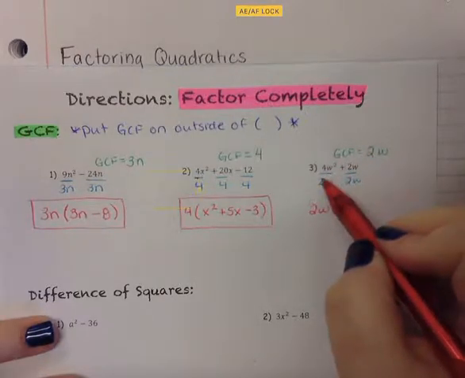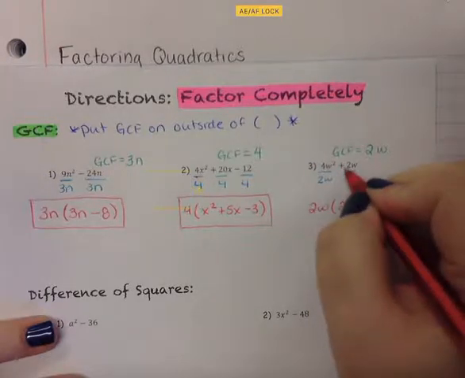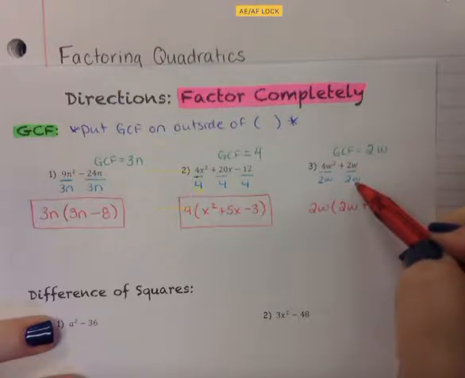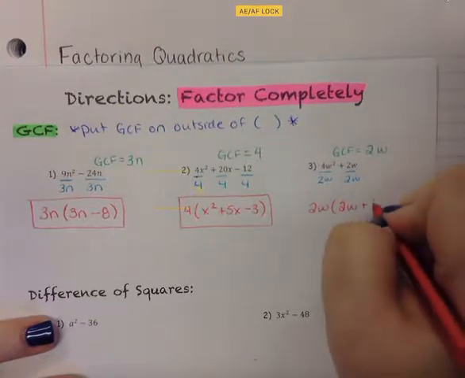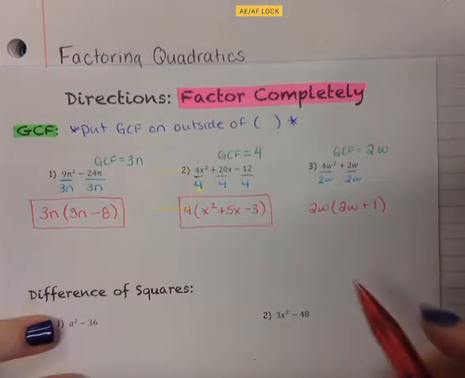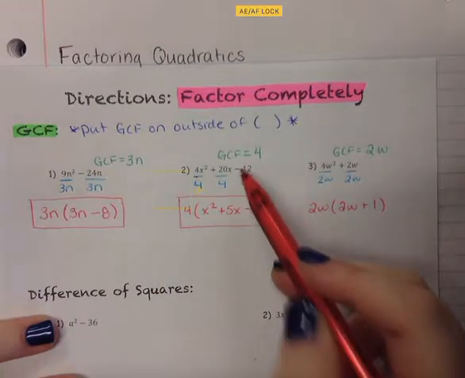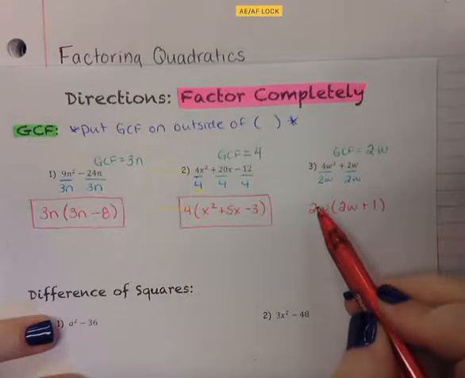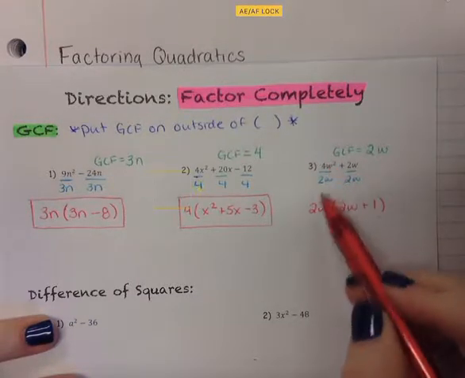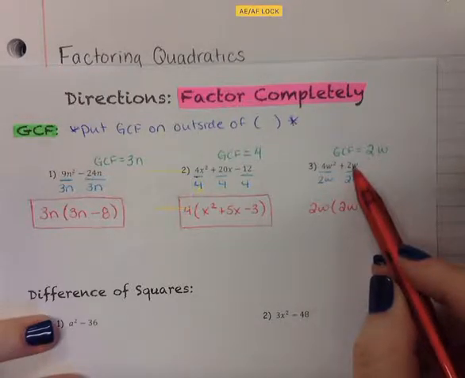4w squared divided by 2w is 2w. I'm going to keep my sign because a positive divided by positive is a positive. And then 2w divided by 2w is 1. A lot of people will actually just cross it out and say we don't need it anymore, but you do. Because as I've shown you on these other ones, if you distribute, it should give you your original. To distribute this, I would do 2w times 2w. That gives me 4w squared. Then I'd have to do 2w times 1. That's how we get the 2w.